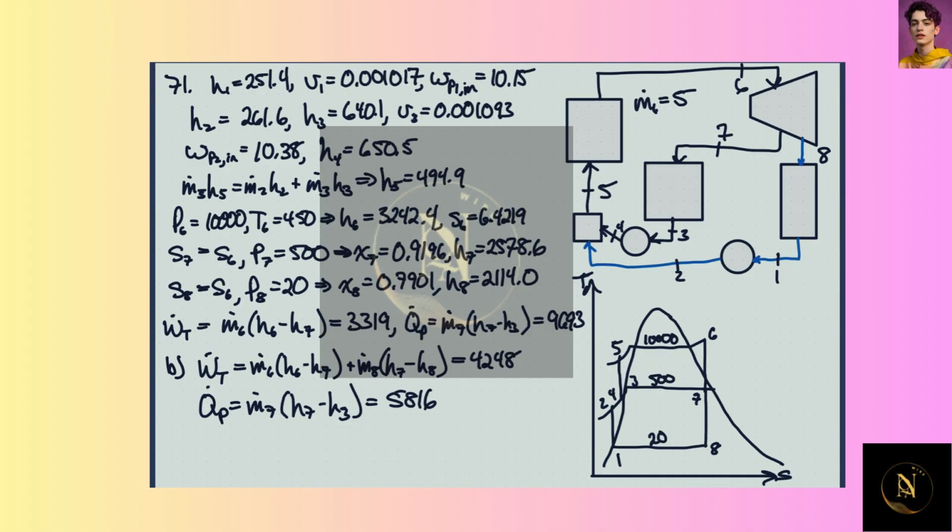We have steam generated in a boiler. It goes up to 10 megapascals, and we have a temperature going into the boiler of 450 degrees C. We have a mass flow rate into the turbine of 5 kilograms per second.